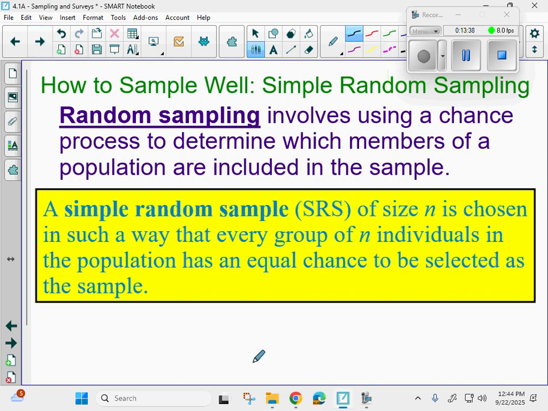Don't write down the purple, write down the yellow. Okay, random sampling uses a chance process to determine which members are included in the sample. That's what random sampling is. But write down a simple random sample, an SRS. This is very important that you know how to find a simple random sample. Okay, there are a bunch of sampling methods. This is the one we're going to start with, and this is the one you're going to do the most.